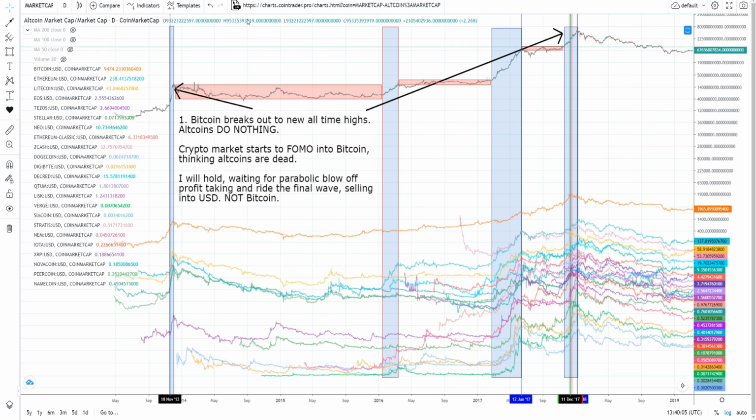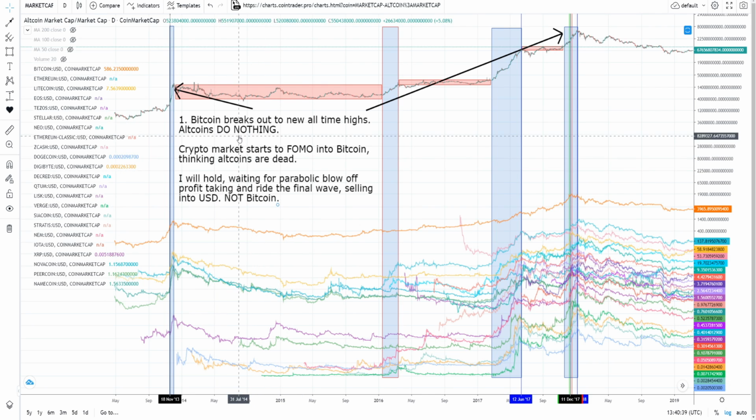Scenario 1 is that Bitcoin breaks out into new all-time highs and absolutely nothing happens with the cryptocurrency market in regards to altcoins. So let me just read this to you. Scenario 1: Bitcoin breaks out into new all-time highs, altcoins do nothing. They stay flat. The crypto market will start to FOMO into Bitcoin, thinking that the altcoins are dead. I will continue to hold, waiting for a parabolic blow off top, which is profit taking, and then ride the final wave, selling into USD, not Bitcoin.